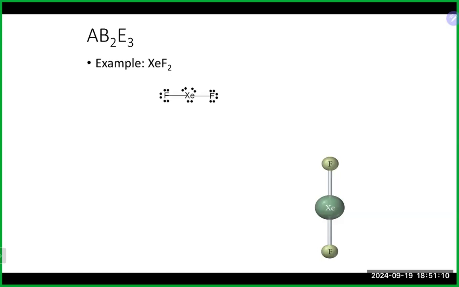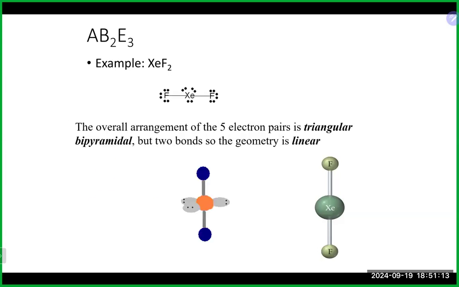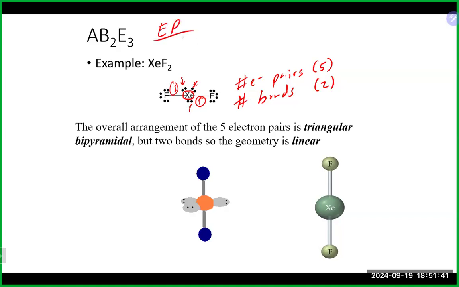Those expanded octets also have some non-bonding electron action happening. So let's take a look at this one here. This is a central atom where we have 1, 2, 3, 4, and 5 electron pairs, and we have 1 and 2 bonds. Once again, something with 5 electron pairs, the electron pair geometry name is going to be triangular bipyramidal.